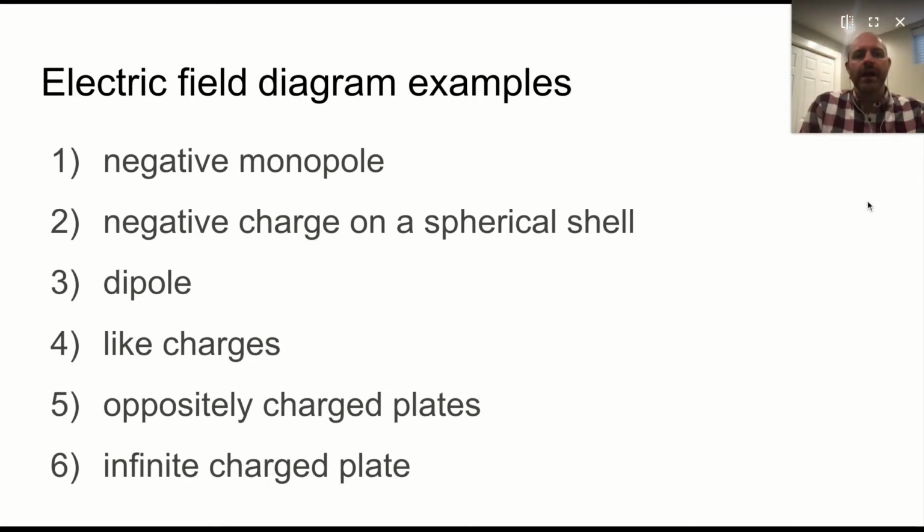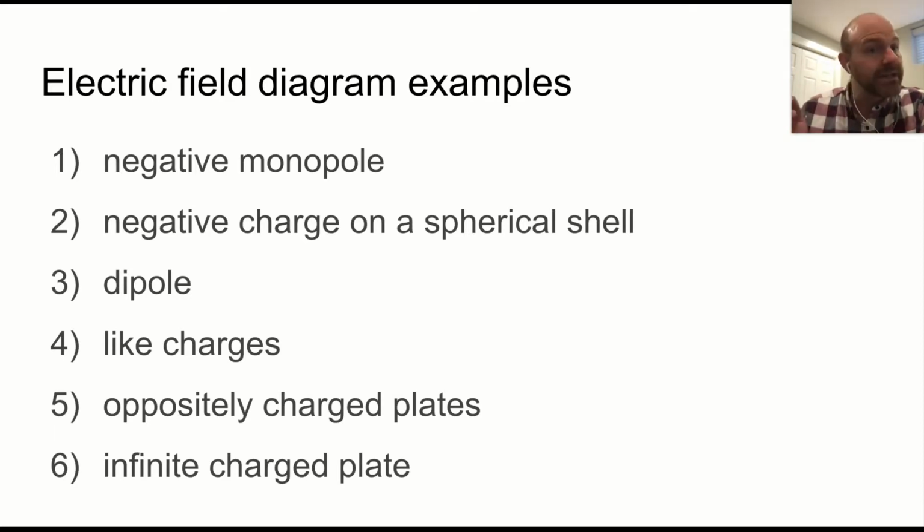When we talk about drawing electric fields, I want to show you a few different examples of what this might look like. When I say monopole, that means a single charge. When I talk about a shell, that means something where the charge is spread out evenly on the outside of a sphere. A dipole has two charges. They could either be the same or different charges, like opposite or negative. And then we can look at what happens when like charges are next to each other.